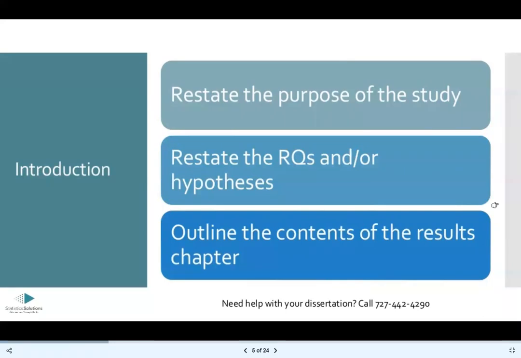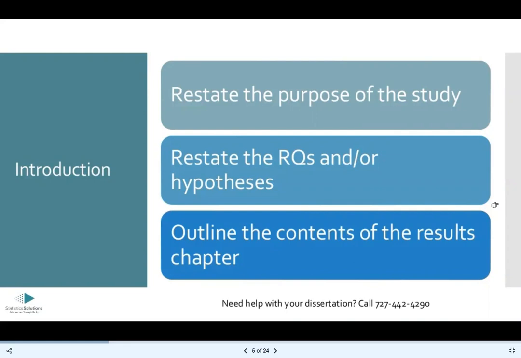Okay, so now let's talk about the introduction. You can start off the introduction section typically by restating the purpose of the study and restating your research questions and hypotheses, and then providing an outline of what the chapter will contain.